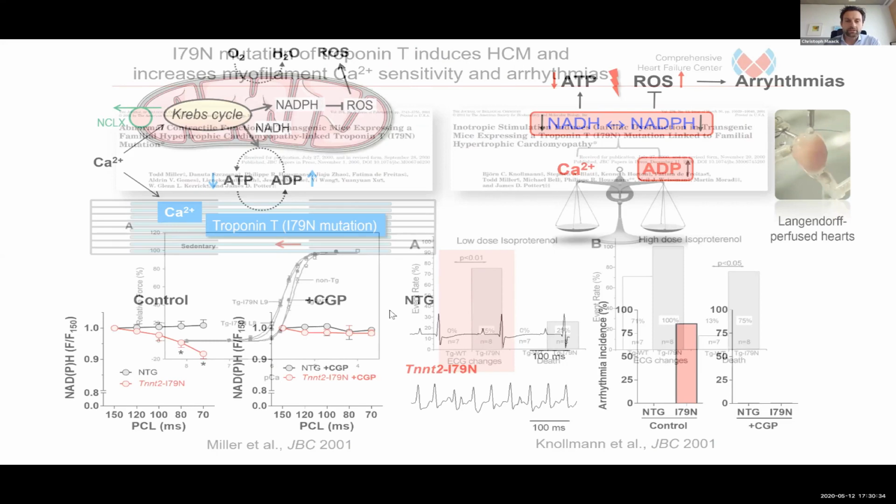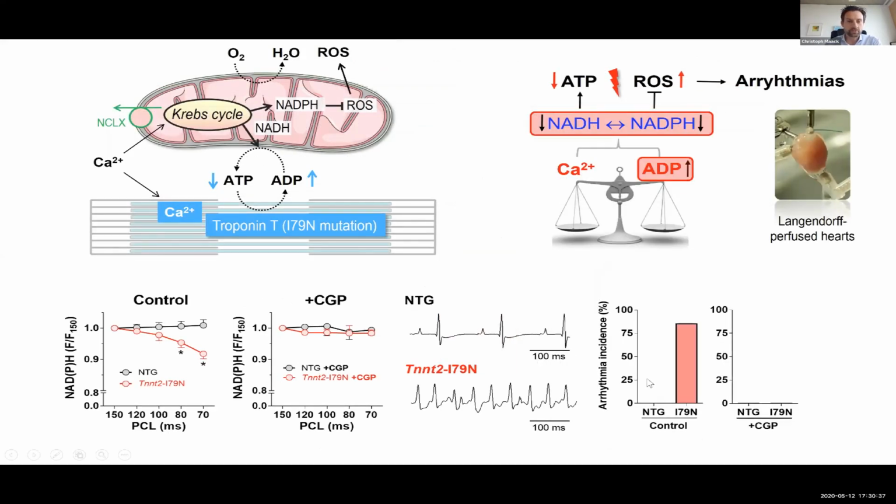And he told me that he had been doing these kind of experiments in Langendorff perfused hearts, and he is pacing these hearts at different cycle lengths, and this is rather inducing a tachycardia. And he was measuring the autofluorescence of NADH, NADPH in these hearts, and he observed that these troponin T I79N mice were having an oxidation during this pacing, and he also observed that after this protocol, there were a lot of arrhythmias induced in the I79N mice.